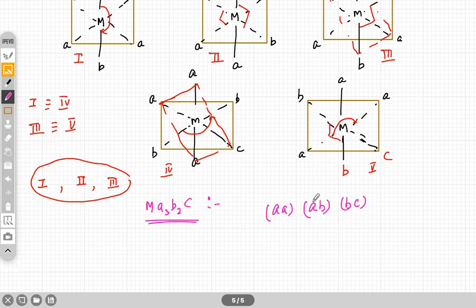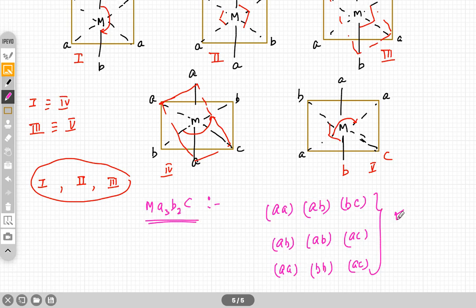Another one: we exchange, so we can write AB, and this AB you let it be in the middle as it is, then AB and AC. Another one: we write AA together, then BB together, and then AC together. So these are the three different possibilities you can write. Any other possibility you try, you won't get.